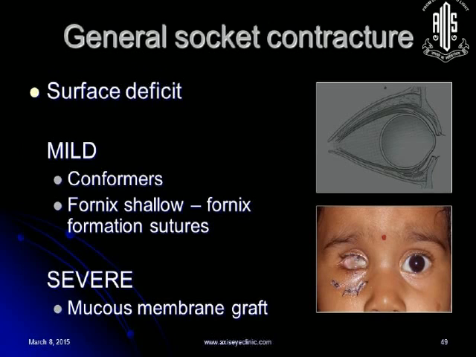So if you have a surface deficit which is mild, we can just go ahead and do the fornix formation sutures, which you can see here. These sutures pass through the periosteum and are secured over bolsters on the skin, and here we are using 4-0 silk because silk itself will induce inflammation. If there is severe surface deficit, then one should go ahead and do a mucous membrane graft.